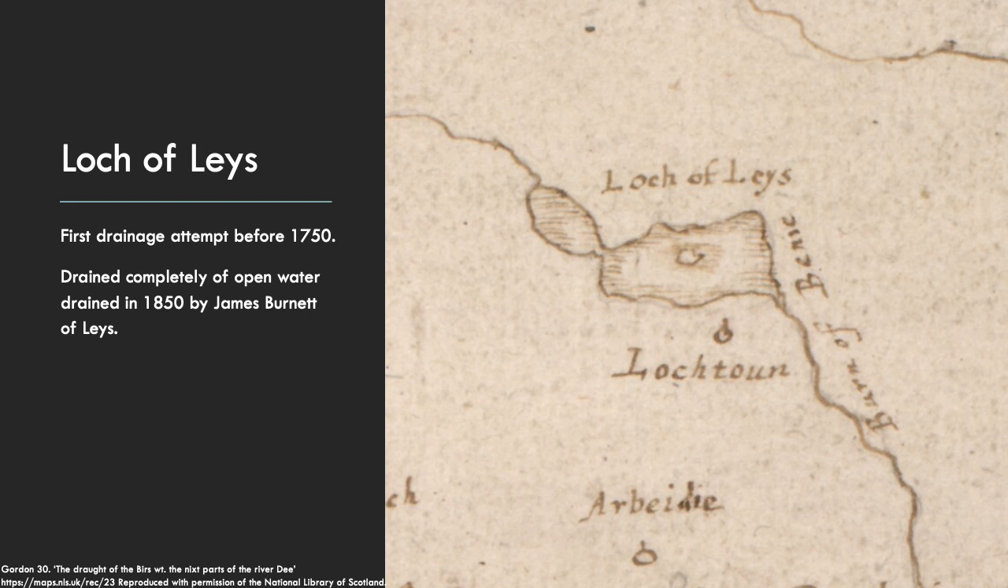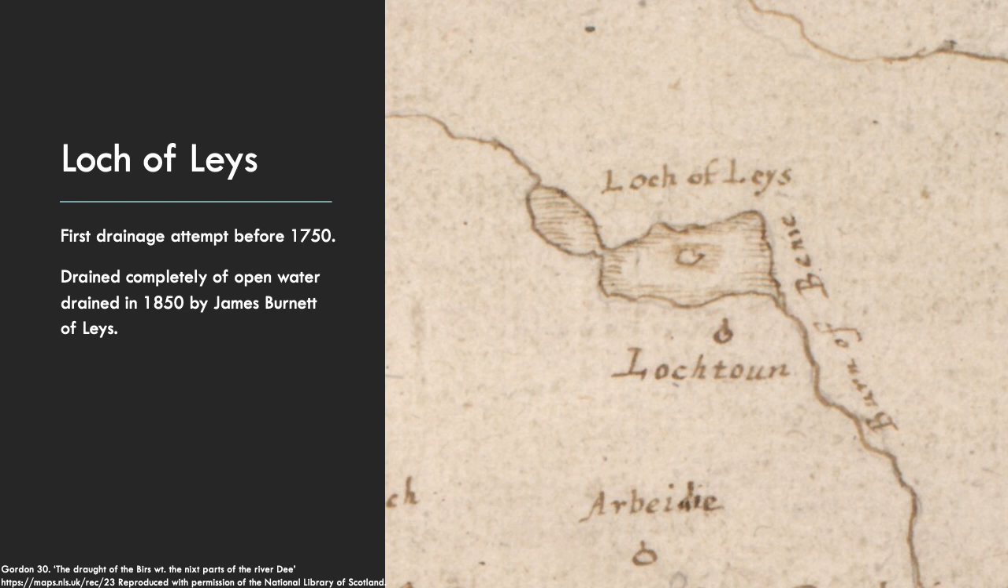But the loch persisted despite these early drainage attempts, and it wasn't until 1850 when the open fresh water was fully removed. The loch is now sort of a bog, and it's unclear exactly how much benefit that 1850 drainage attempt made in terms of increasing the amount of arable land that was available around the loch.